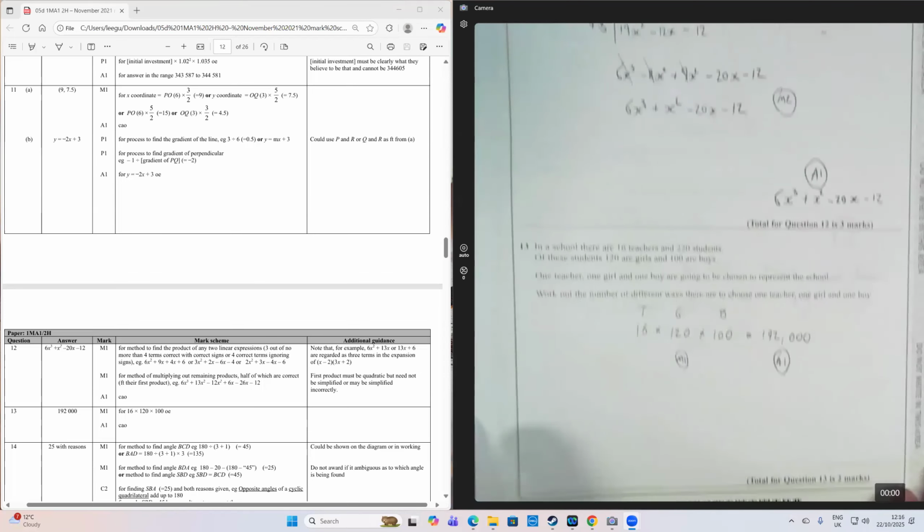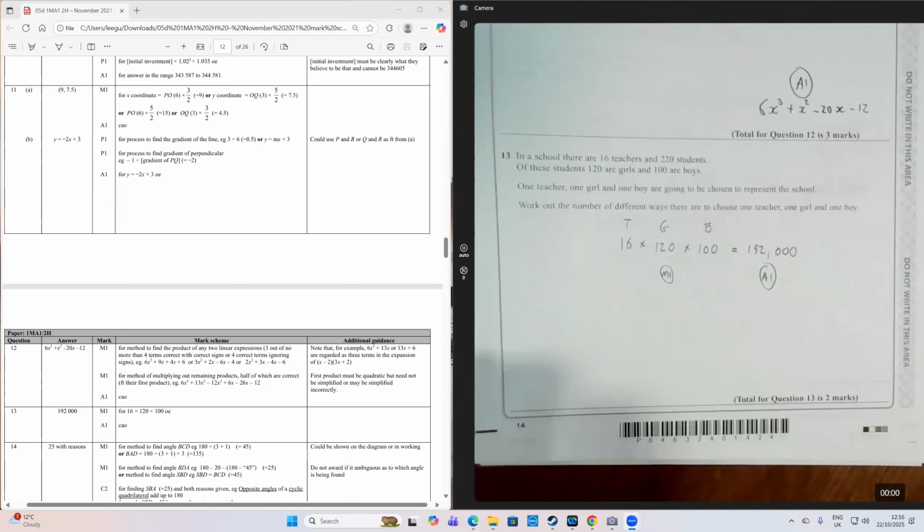Right, let's have a look at this next question. So the next question, it says, in a school, there are 16 teachers, 220 students, and there are 120 girls and 100 boys. One teacher, one girl, and one boy are going to be chosen at random to represent the school. Work out the number of different ways there are to choose one teacher, one girl, and one boy.